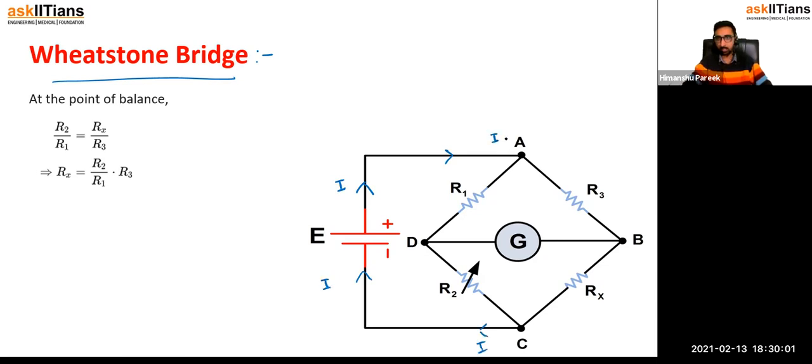Now current I would reach here. So that current will get divided. Some current will go here and some current will go here. Now this I1 current is coming like this, and this I2 current is coming like this. All right. So basically I got divided into two parts, I1 plus I2.